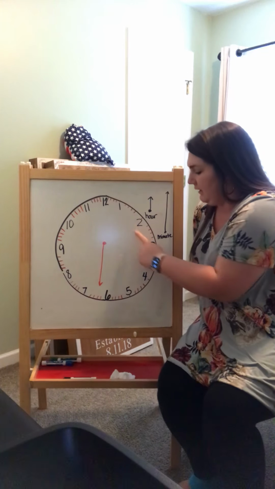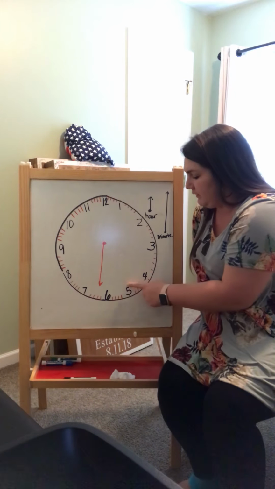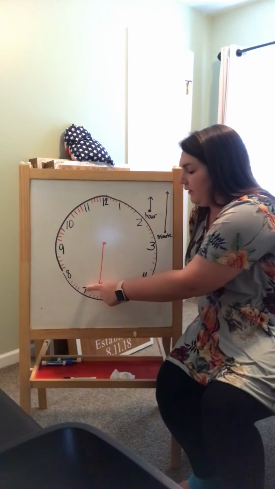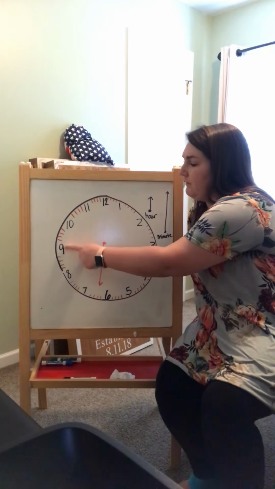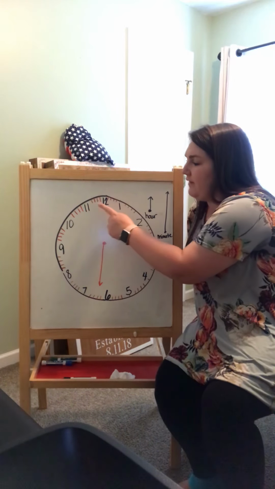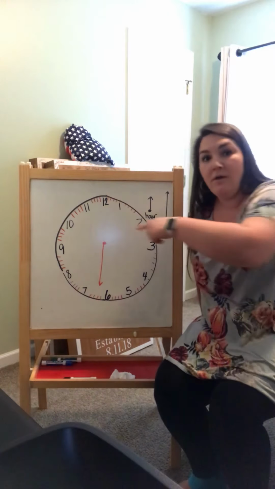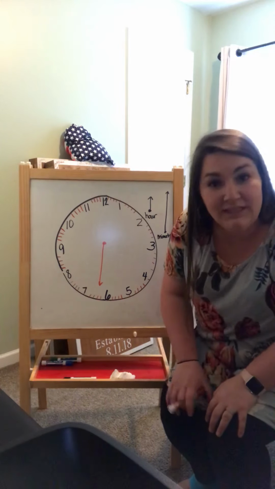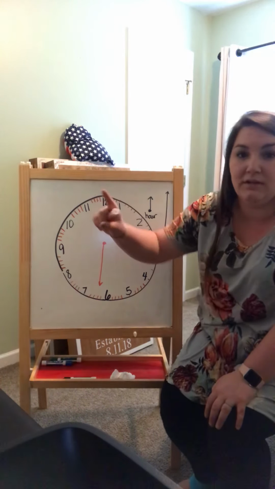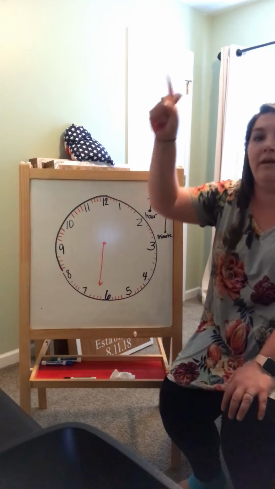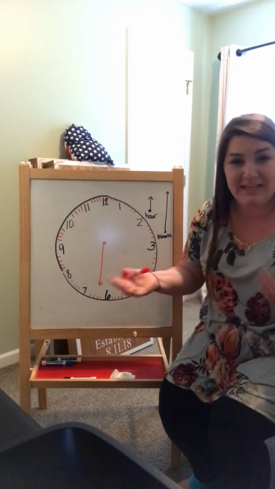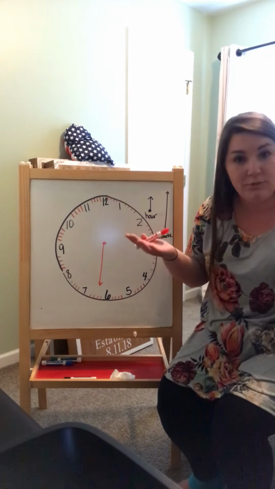5, 10, 15, 20, 25, 30, 35, 40, 45, 50, 55, 60. Very good. So we know that there are 60 minutes in one whole hour. So when the hour hand goes all the way around back to its original spot, it's been 60 minutes, which means it's a new hour.